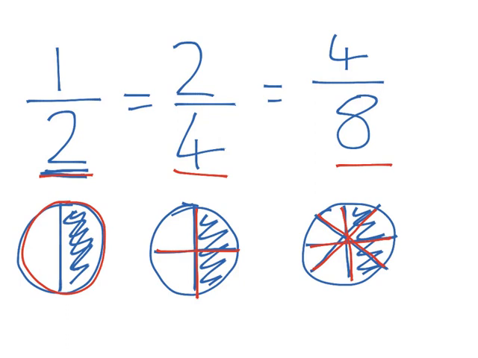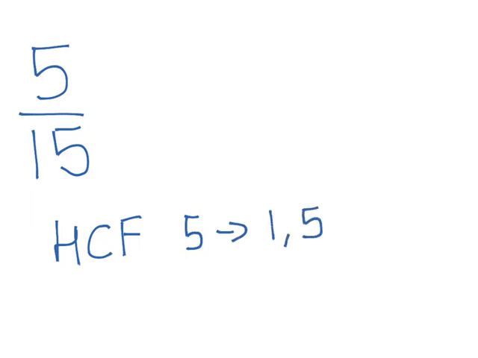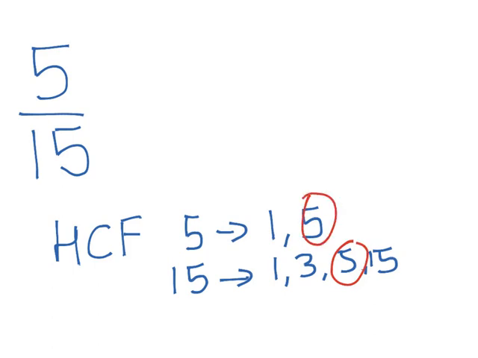And let's see how we can use those. Sometimes we'll be asked to simplify a fraction or write a fraction in its simplest form. And what we need to look for is the highest common factor, or the HCF, of both of the numbers. So we want to know what number goes into 5 and 15. You won't need to write this out every time, but the factors of 5 are 1 and 5, and the factors of 15 are 1, 3, 5, and 15. So the highest common factor would be 5, and that's what we're going to divide by.